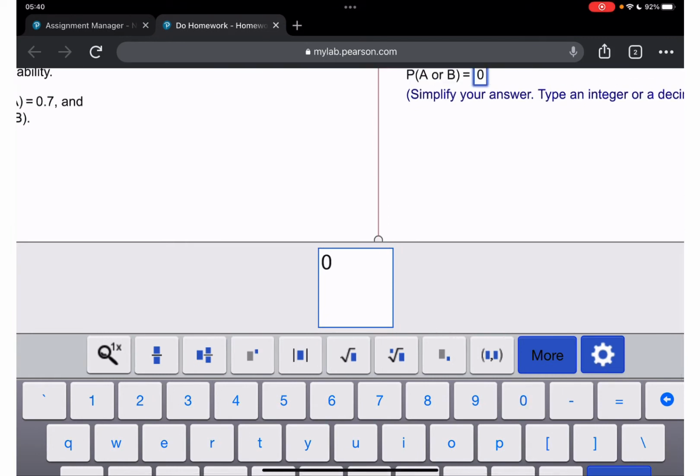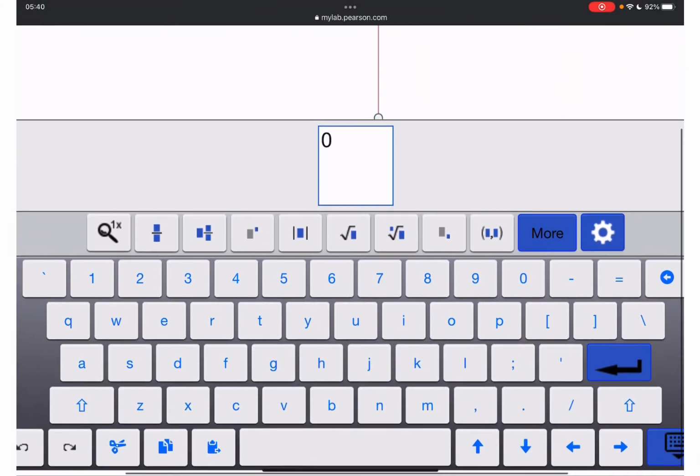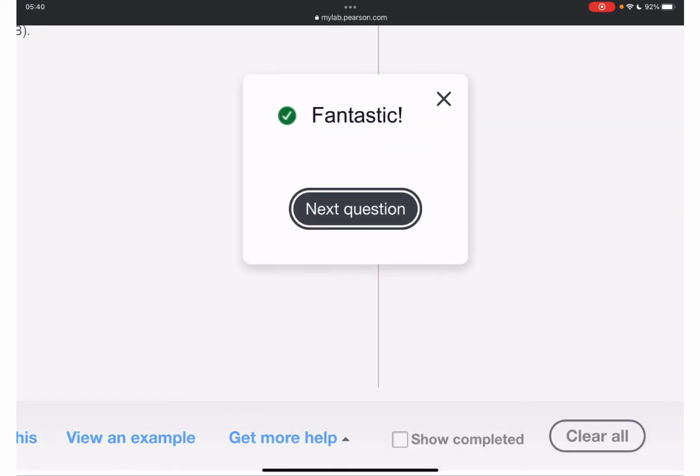Zero point eight. Fantastic. Moving to question number 7.